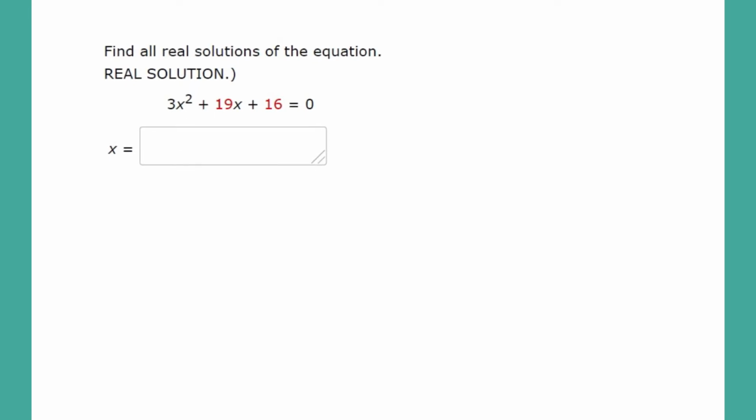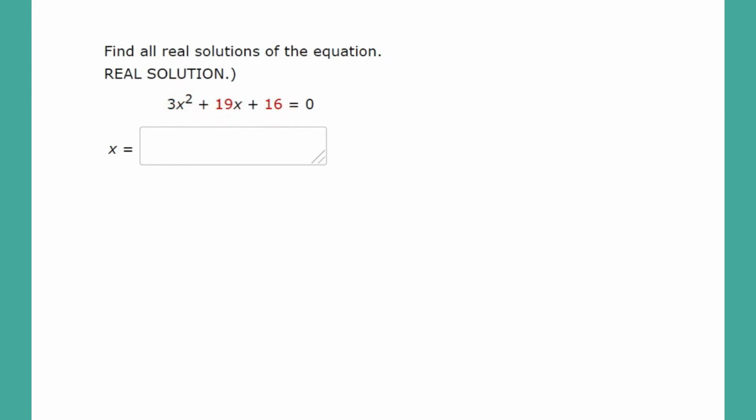All right, now the directions say find all real solutions of the equation. So we have some options. We can try factoring, or we can try completing the square. I would recommend the quadratic formula because the numbers are a little big and it gets a little complicated if you're trying to complete the square with the fraction. If you divide by 3, you end up with a fraction.